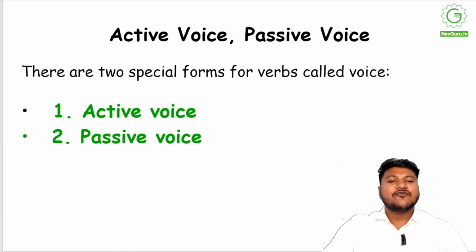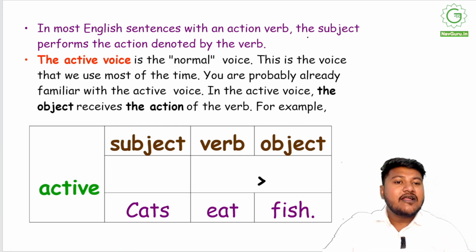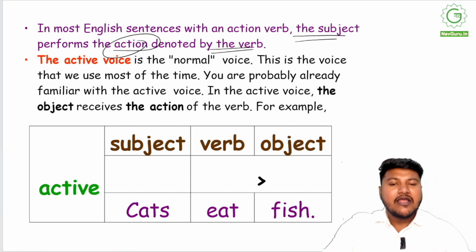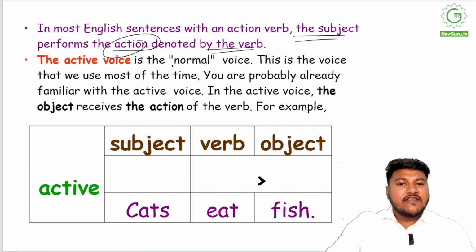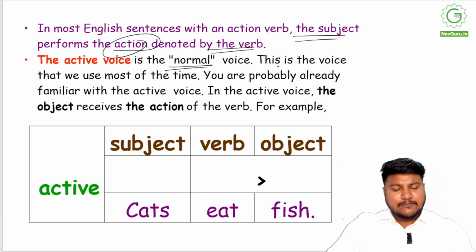There are two special forms for verbs that are called voice, active and passive, right? In most English sentences with an action verb, the subject performs an action and that is denoted by a verb. When you report it, the active voice is the normal voice. You usually do it in the normal voice, that is the active voice, right? We use it most of the time. You are probably already very familiar with the active voice.